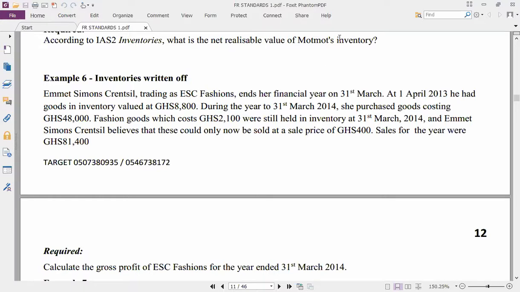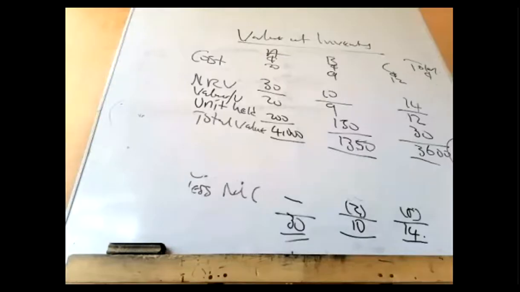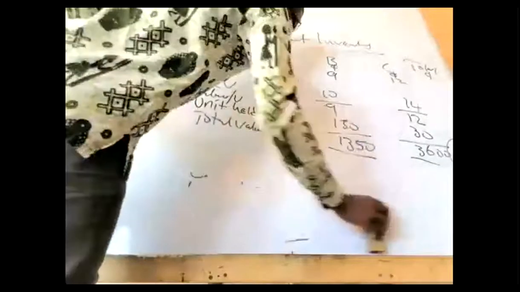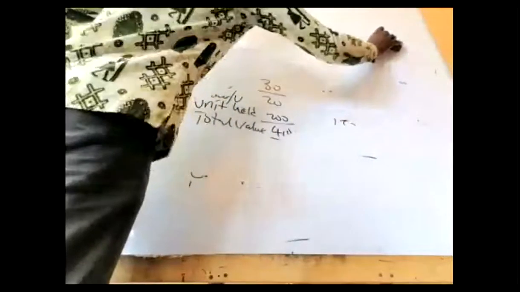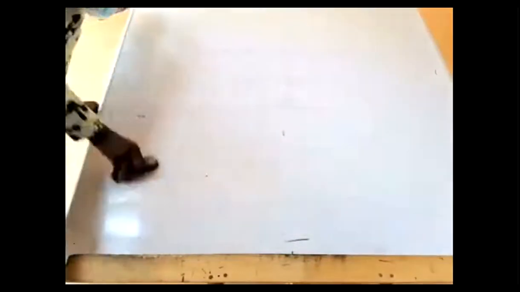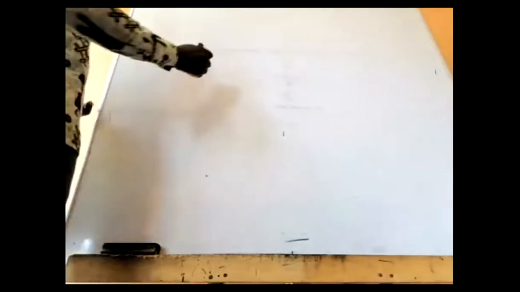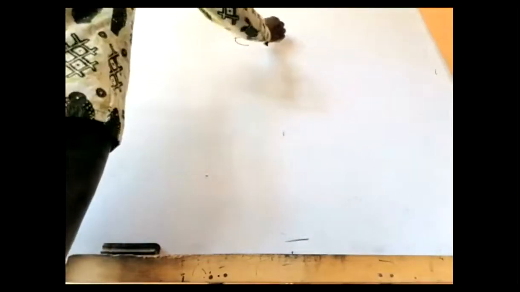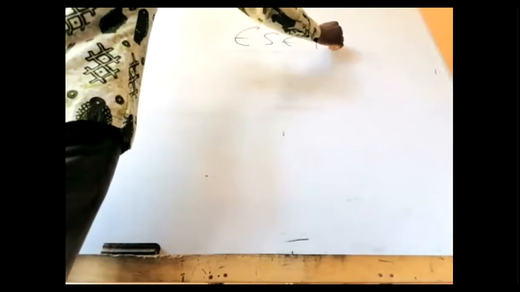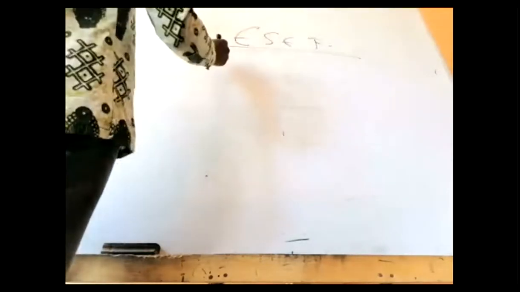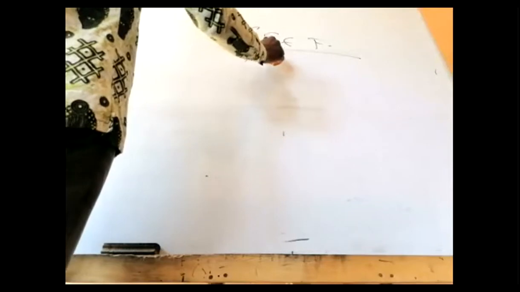Now the next section. Sales for the year were 81,400. So that's the sales revenue. Let's see how best we can calculate the gross profit. Let's go to the board. Gross profit. Don't forget the heading: the name of the company, and then the requirement. So SC Fashions Limited. We are calculating the gross profit.